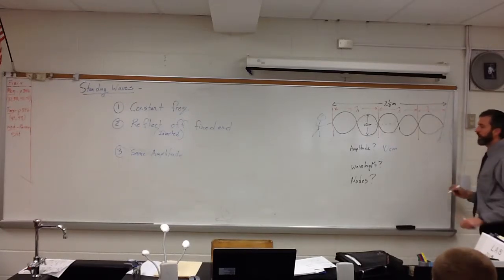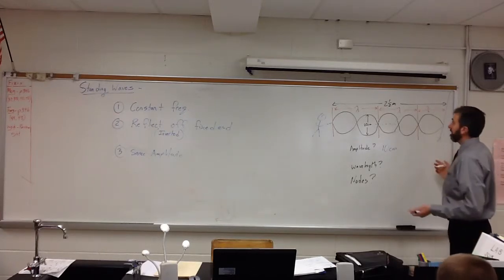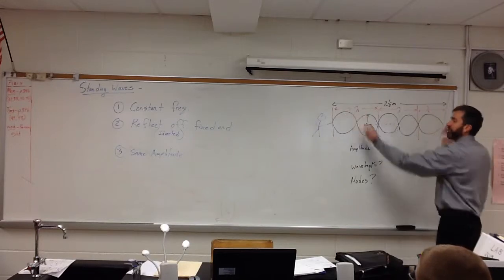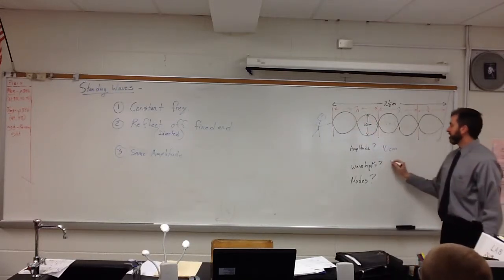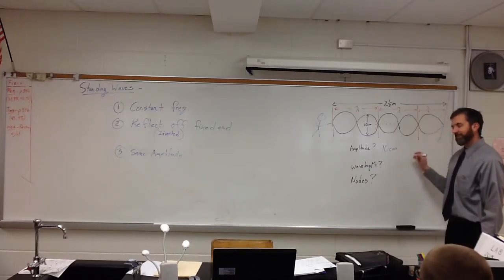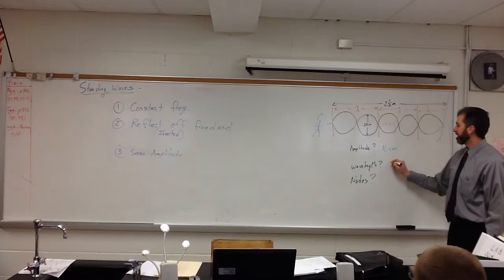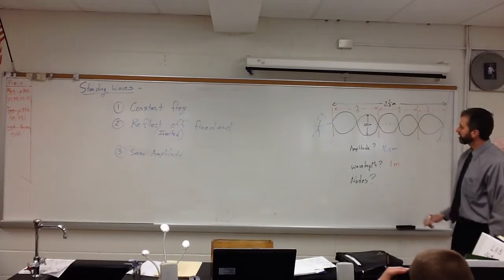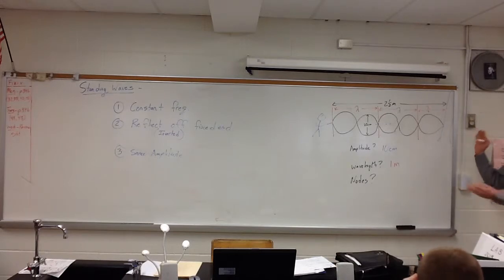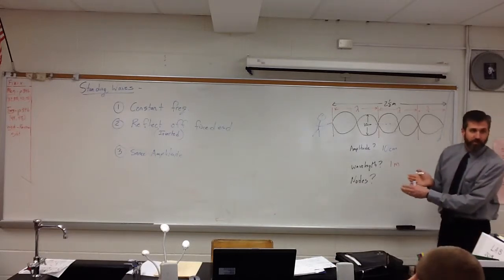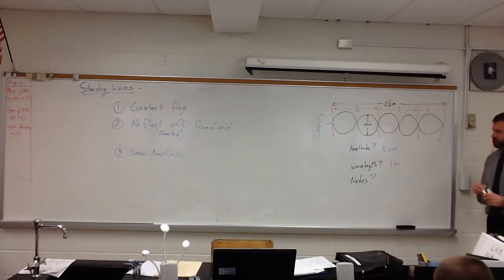So all told, how many wavelengths do we have in this picture? It's 2.5. How long is the total standing wave? So if you have a distance of 2.5 wavelengths, how long is each one? Yeah, the wavelength is 1 meter. The way we got that was taking the total distance divided by how many wavelengths we see here, giving us 1 meter.